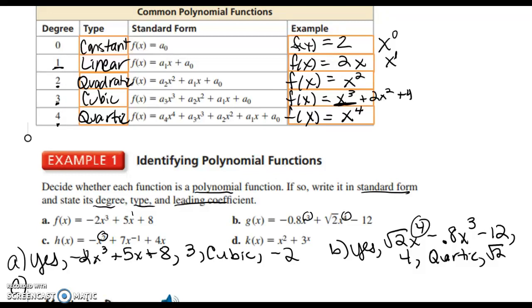Next, C. The exponents here are 2, -1, and 1. This would not be a polynomial because the exponent is not an integer, not a positive integer.